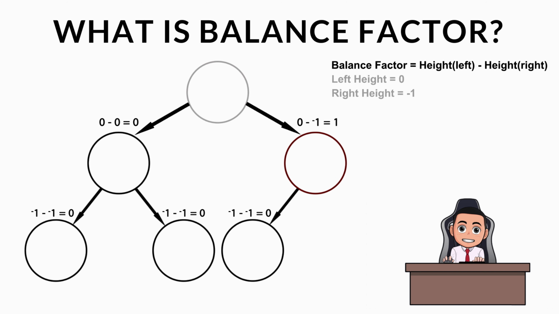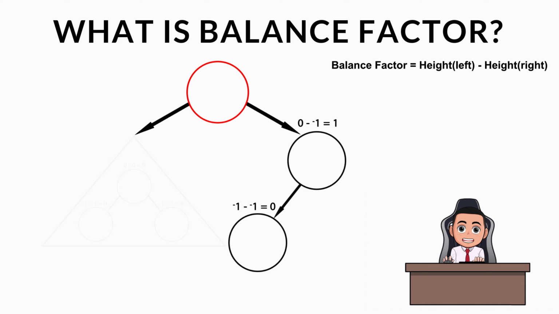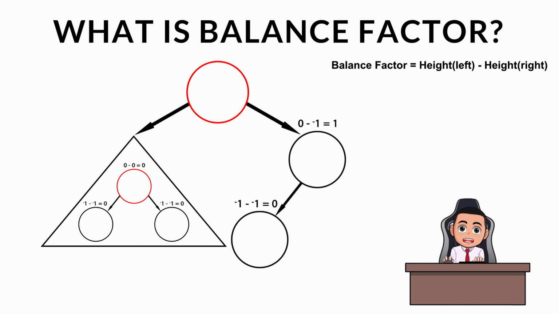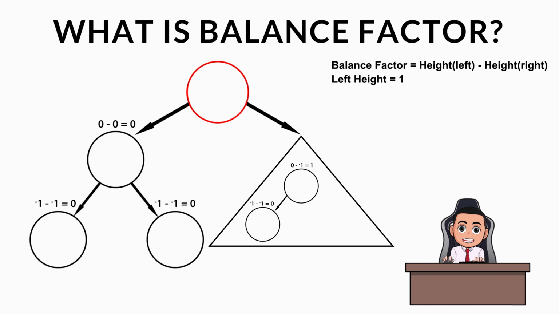Finally, let's take a look at this node. Taking a look at the left side, this node has a left and right subtree. So on the left side, we have 1. On the right side, we also have 1. So since they are both the same, the height of the left subtree is 1. Looking at the right subtree, we have 1. So the height of the right side is 1. 1 minus 1, so we get a balance factor of 0.